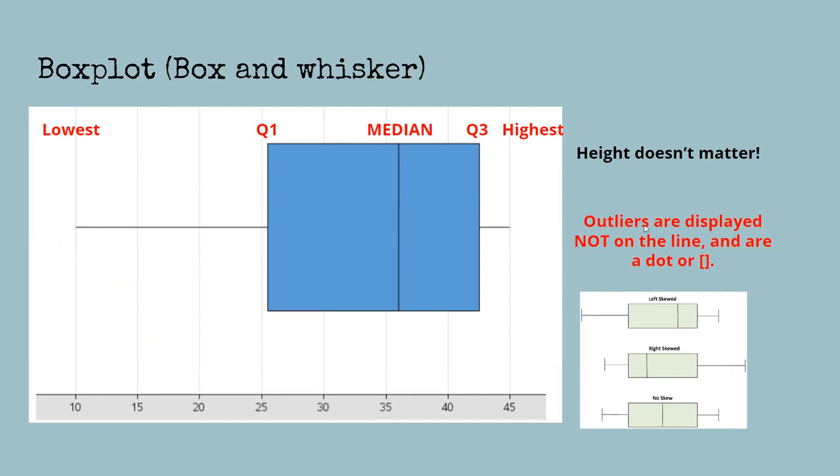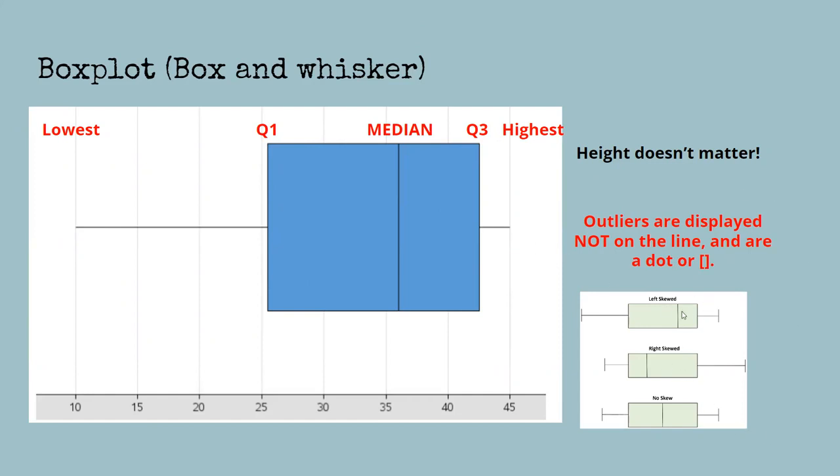Sometimes there's dots or squares that are not on the line, and that means it's an outlier. Height doesn't matter, so it doesn't matter how high or low we go. We can make it high, we could make it hardly high. But these, like anything else, can be skewed too.